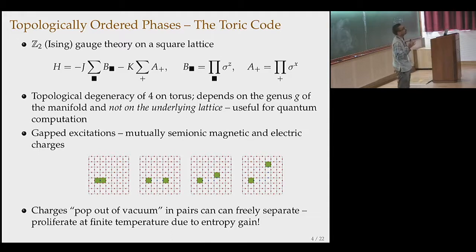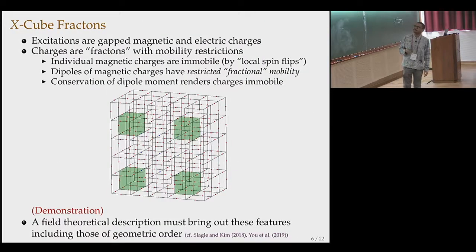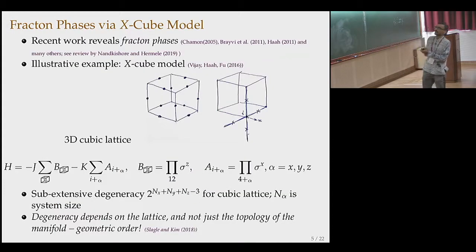These sort of issues actually motivated people to start thinking about models and systems where you would have some kind of topological protection, yet you do not have these charges that move around freely and destroy your state and so on. So this was the motivation for some of the things that came up. And those are these things called fracton phases.